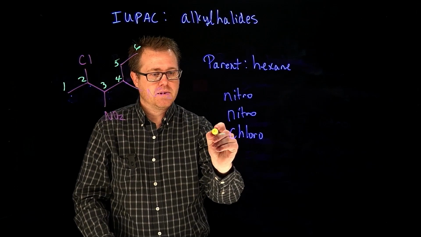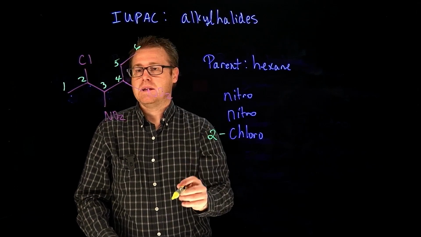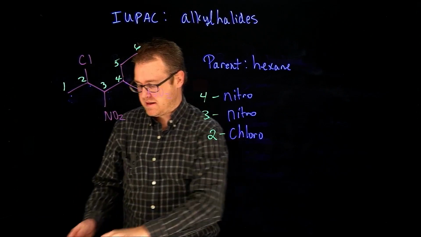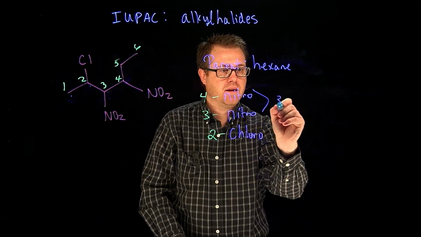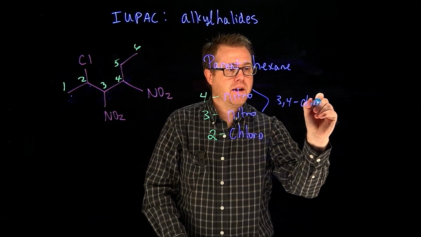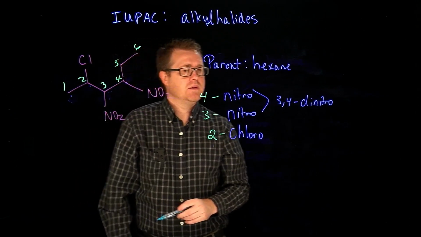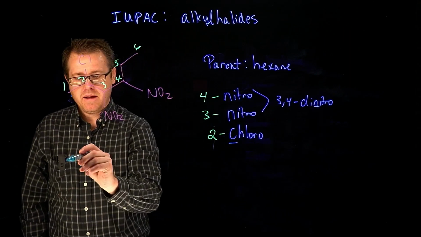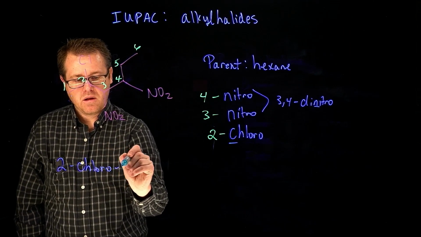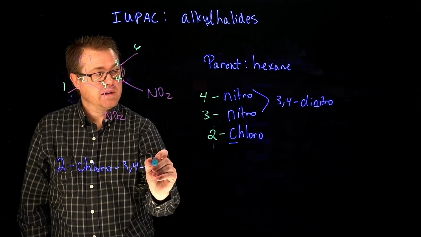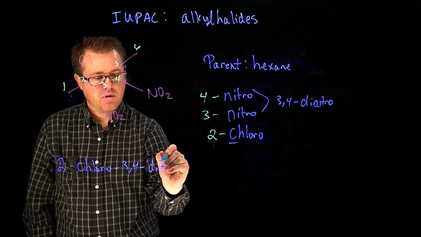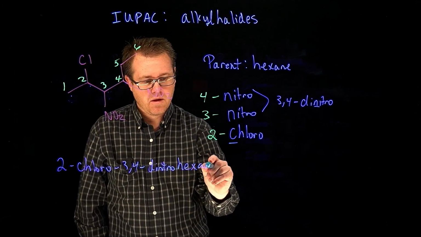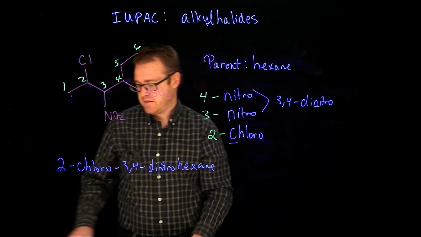So that means our chloro is at 2. And we have a nitro at 3 and 4. But remember, we can take those and combine those like this, 3,4-dinitro. Now we just have to alphabetize N versus C. So C wins, so that's going to be a 2-chloro, and then a 3,4-dinitro. Dinitro. And then the parent name. Hexane. Perfect.